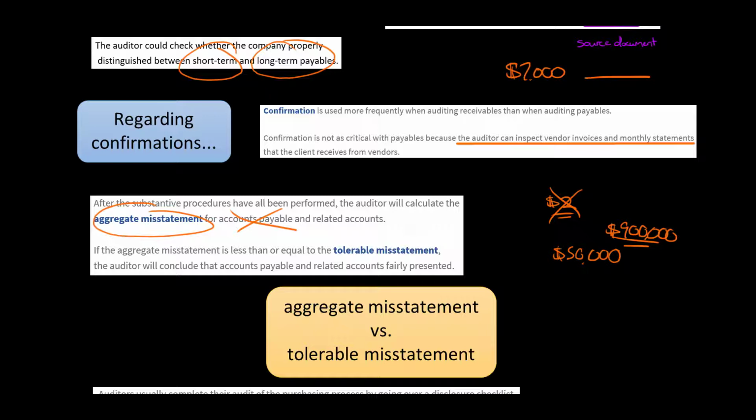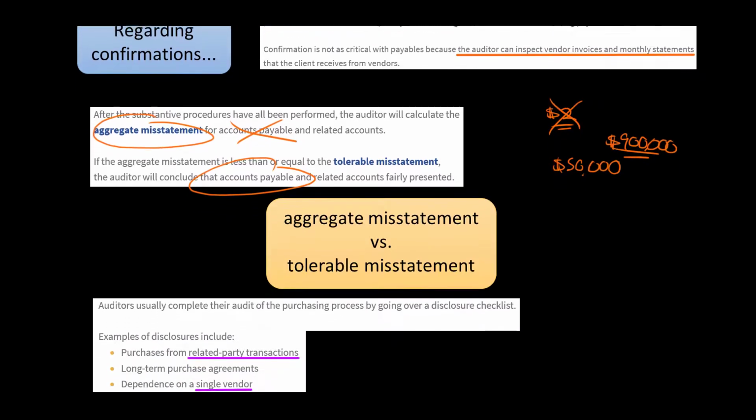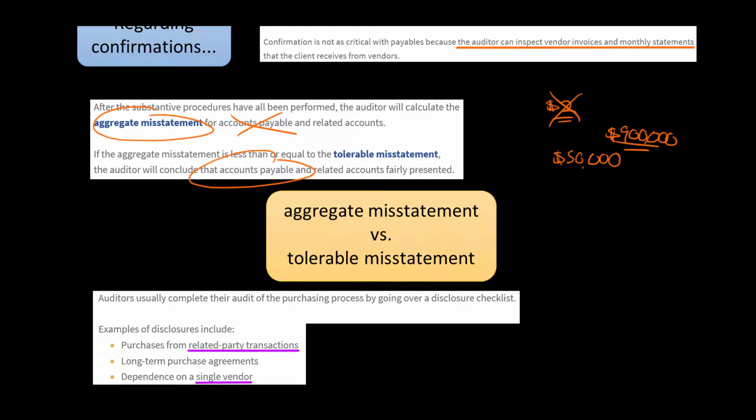Now, if the aggregate misstatement is less than or equal to the tolerable misstatement, okay, then the auditor says, accounts payable has been fairly presented. Now, we're still not done, because the auditors typically at the end, they also have to go over some disclosures. Okay, that management might have made disclosures about long-term purchase agreements. Maybe they have a multi-year purchase agreement with a vendor, purchases from related party transactions.